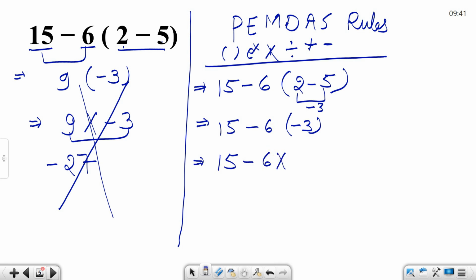Parentheses first, then multiplication of the minus. 15 minus into minus 6 times 3 is 18. 15 plus 18 is 33.